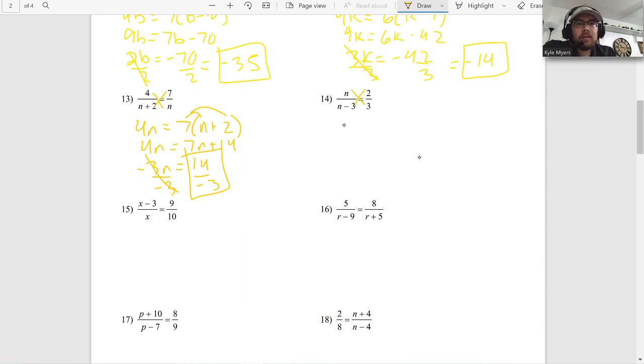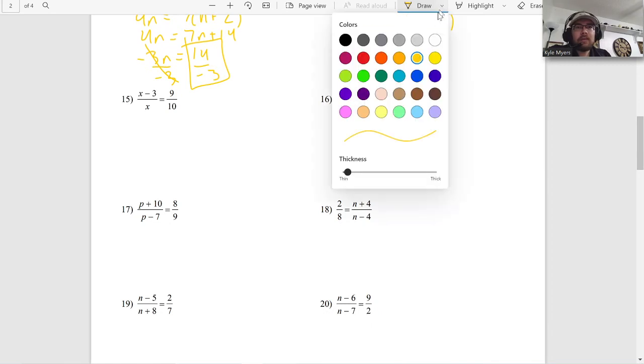All right, 3n, cross multiply, 3n, and 2 times n minus 3. Notice I have to distribute. Anytime you have a binomial or greater, you have to distribute. Sometimes you have to FOIL. I think we're going to have some foiling later on here. 3n equals 2n minus 6. Subtract 2n on both sides, and I get n equals negative 6.